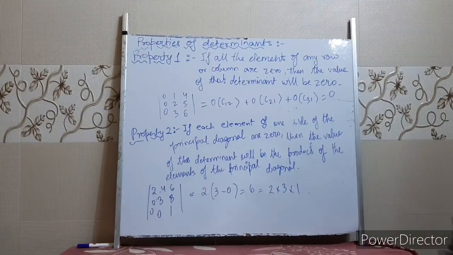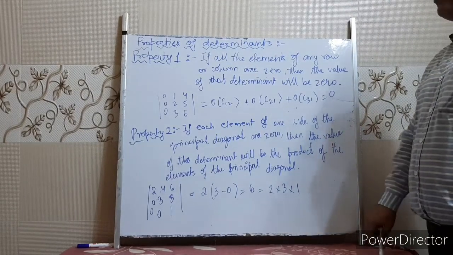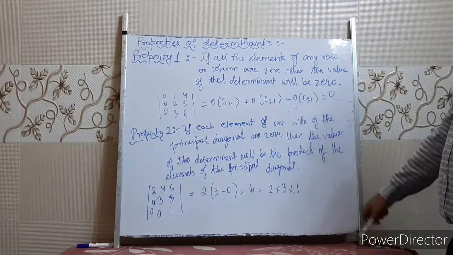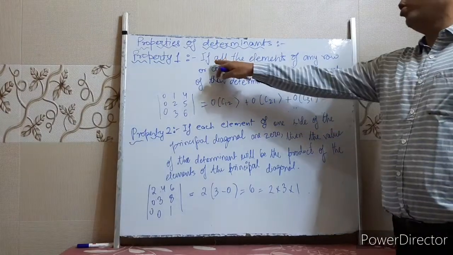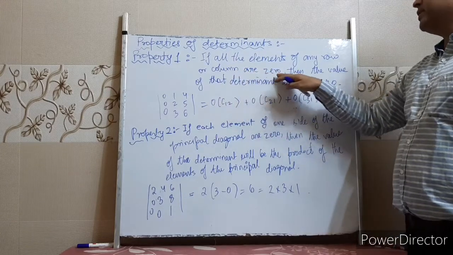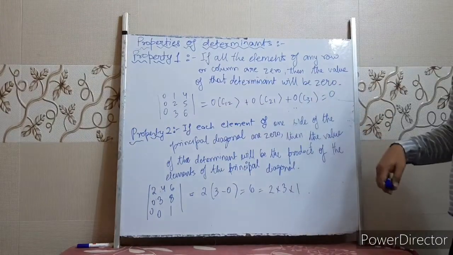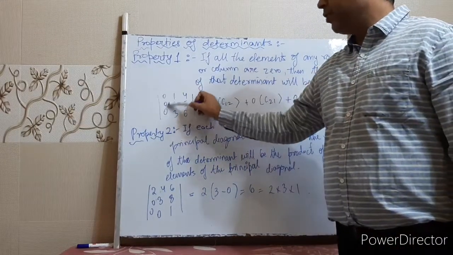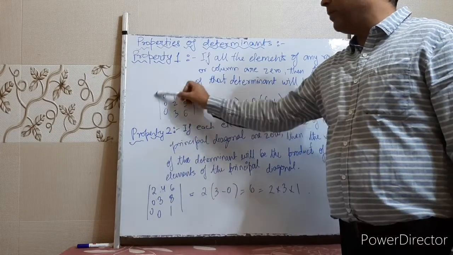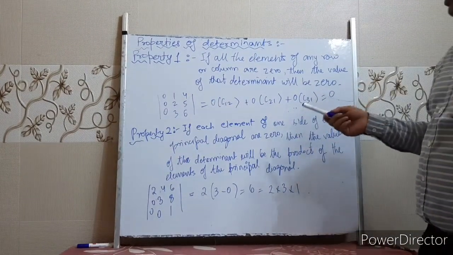Children, now we study some properties of determinants. So pay attention because these are the properties that will help us to solve the sums. Okay. So first property states that if all the elements of any row or column in the determinant are 0, then the value of that determinant will be 0. Suppose this, you can see here, I have taken an example in which all the elements of first column are 0. So the value of the determinant will be 0. Directly we can use it.